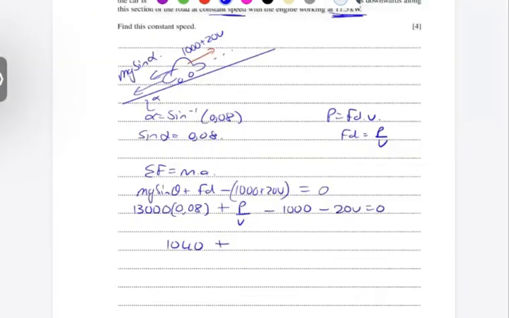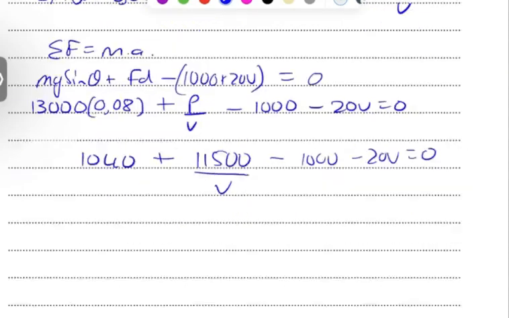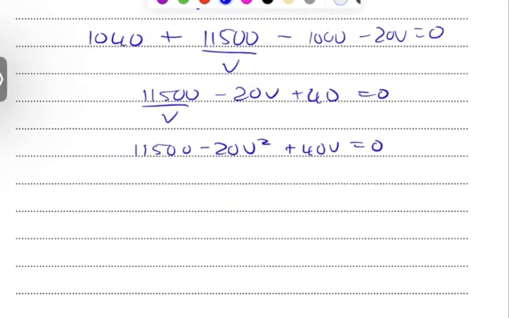My power is... all right, now I'm starting to see something where I'm going to have to get rid of my v in my denominator. So I'm going to multiply all my terms by v. But before I do that, I'm just going to summarize this. That's going to be plus 40. If I multiply it through by v, I am now getting a quadratic. So now I'm going to divide through by minus 20.